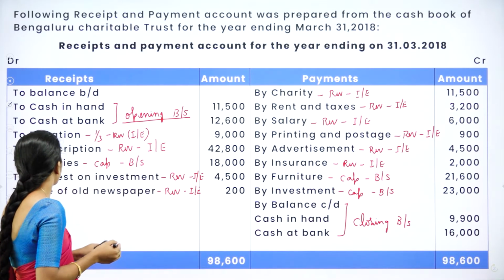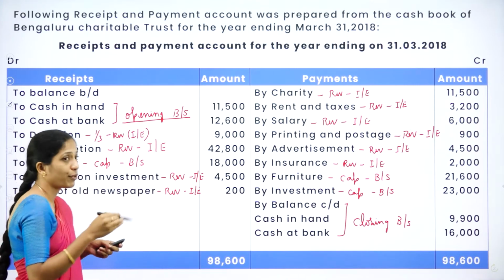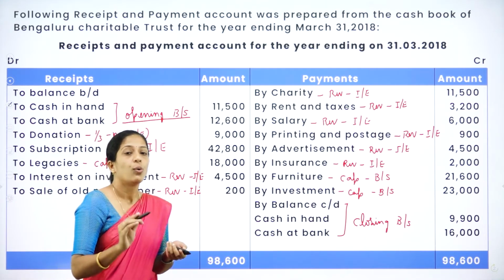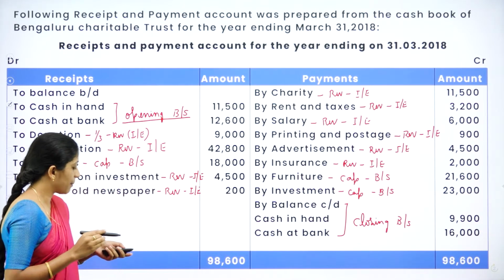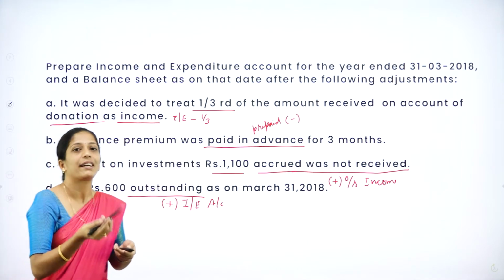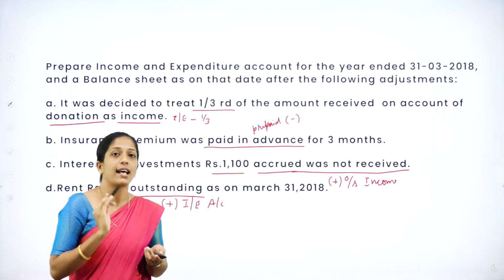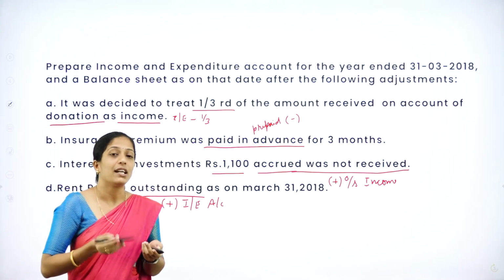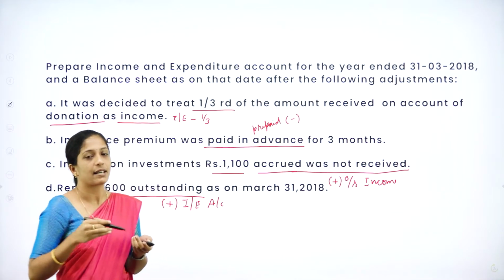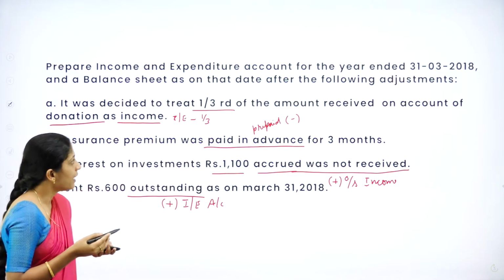Next, we have donations here. It is a revenue item, but they have told that only 1/3 of it has to be treated as revenue. Here they have given that only 1/3 has to be treated as income. The rest has to be recorded where? In the balance sheet. So, the rest is a capital item, and it has to be recorded in the balance sheet.